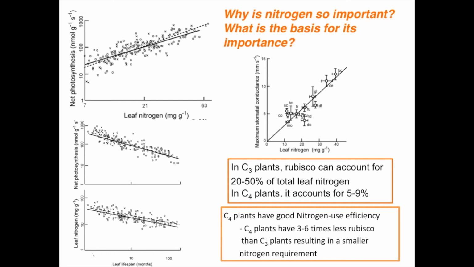And when we compare that to C4 plants, it's much less. And the reason is because, as we've talked about, there's a different enzyme involved. We don't have as much rubisco in C4 plants because of this, and therefore their nitrogen use will be a little bit lower. In a sense, you can think of it as that C4 plants tend to be much more efficient in their nitrogen use relative to C3 plants.